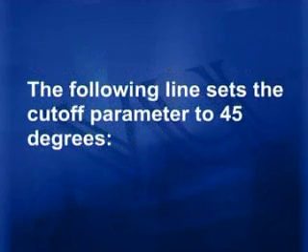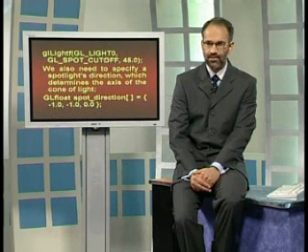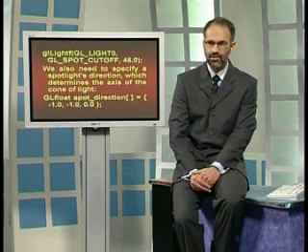Now, the following lines set the cutoff parameter to 45 degrees. glLightf(GL_LIGHT0, GL_SPOT_CUTOFF, 45.0). Please note what version of glLight we are using. We are not using the vector version, because over here we are specifying such a property which would be set making use of only one value. We don't need an array of values or multiple values. So hence we won't be using the vector version, and we won't be specifying a pointer to values. Much rather we would be specifying the specific value that would be used to set the property.